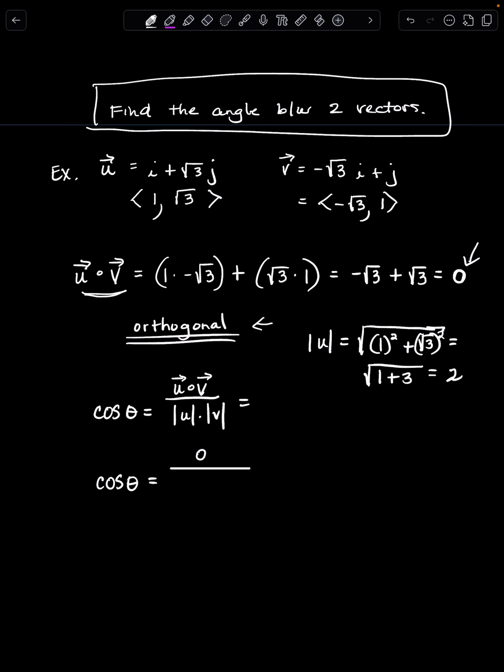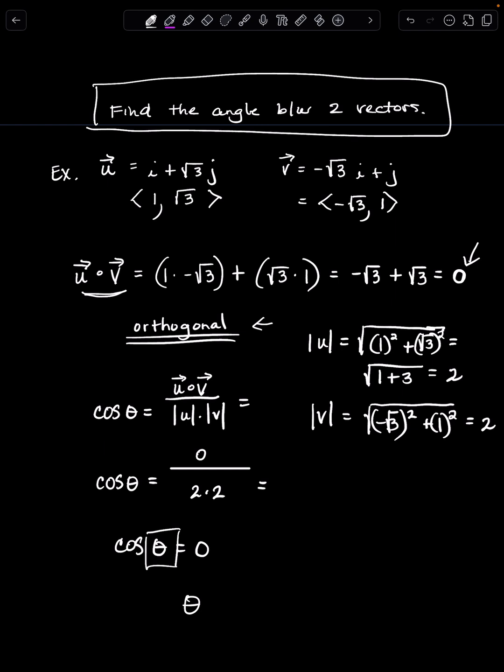If I'm looking for the magnitude of v, that's going to be the square root of negative root 3 squared plus 1 squared, which is also 2, because we got 3 plus 1, and the square root of 4 is 2. All right, so we've got 2 times 2, and like we said, that doesn't even matter because we're looking for cosine of theta equals 0, which means theta is 90 degrees.